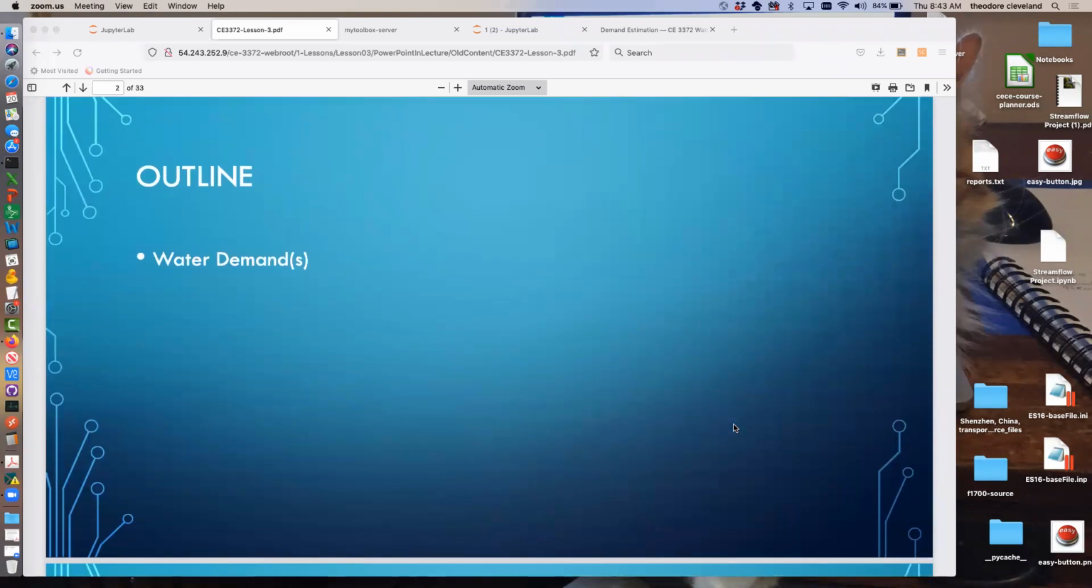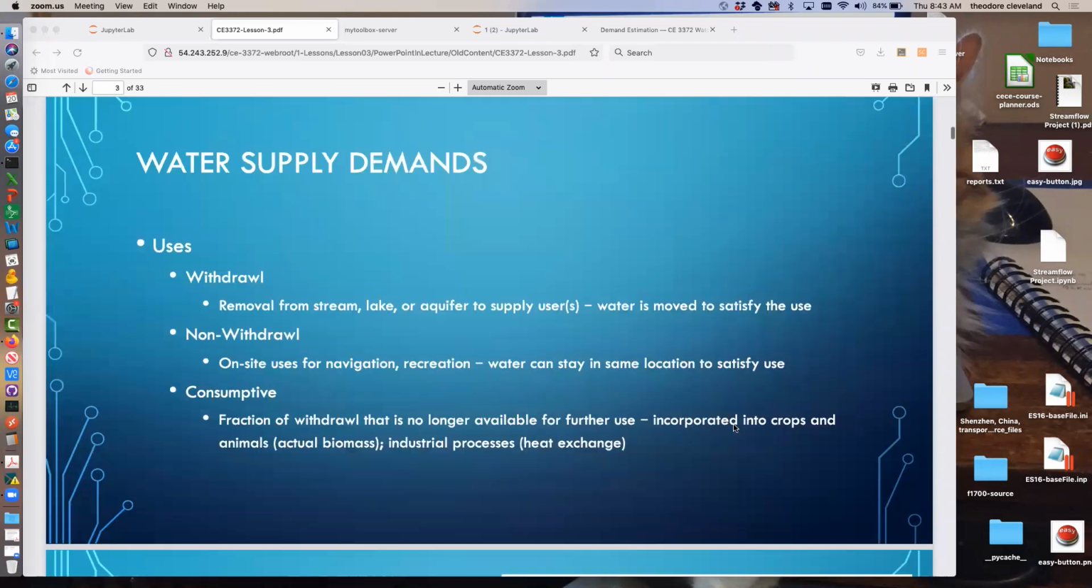So today we're going to talk about water demands. Water demands are important to us as designers because they help us size how big we're going to make something. The demands to some extent are dictated by the intended use. If we were to categorize or classify the uses in some major categories, we would have withdrawal, non-withdrawal, consumptive.